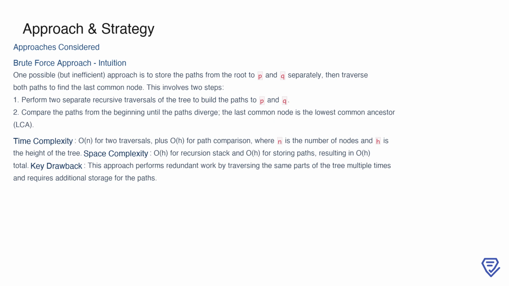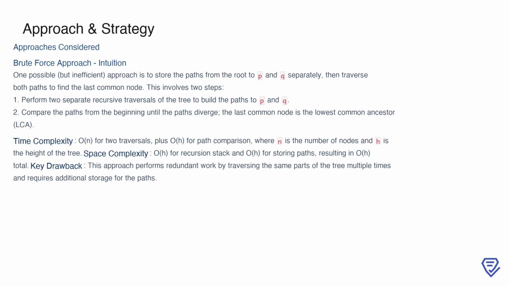While this method is conceptually simple, it has some clear drawbacks. The time complexity is O(n) for the two traversals, plus another O(h) for comparing the paths, where n is the total number of nodes and h is the height of the tree. Additionally, the space complexity is O(h) for both the recursion stack and the storage of the paths, resulting in a total space usage of O(h). The key issue with this approach is that it performs redundant work, as parts of the tree are traversed multiple times, and it also requires additional memory to store the paths.